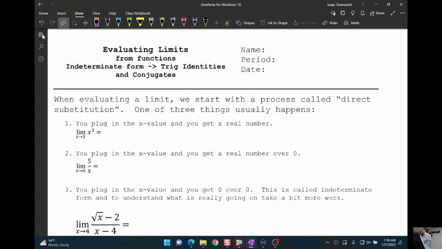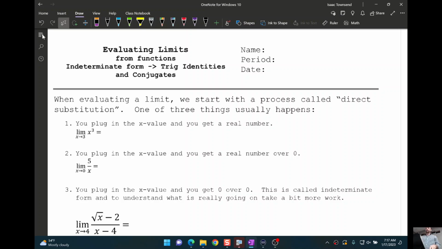But then on Friday, last time I saw you guys, we started talking about direct substitution and something called indeterminate form. So I'm going to give you a quick reminder of that and remind you of how we dealt with indeterminate form last class, and then show you a couple new ways to move forward, even though we're really trying to problem solve the same thing here.